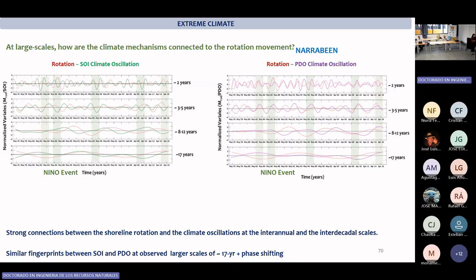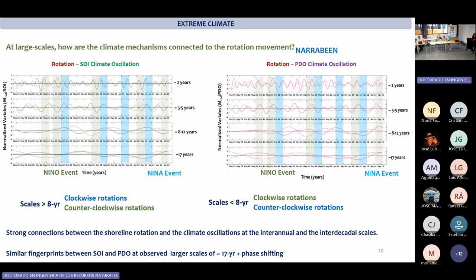So we have strong connections, and then we have reported all El Niño and La Niña events. We see La Niña events in blue and El Niño events in green, and we have looked at where we have significant shoreline changes between El Niño and La Niña. For scales higher than 8 years, we have very specific activities of the beach, like very important clockwise rotations in this direction. And for scales lower than 8 years, we have other activities of the shoreline.